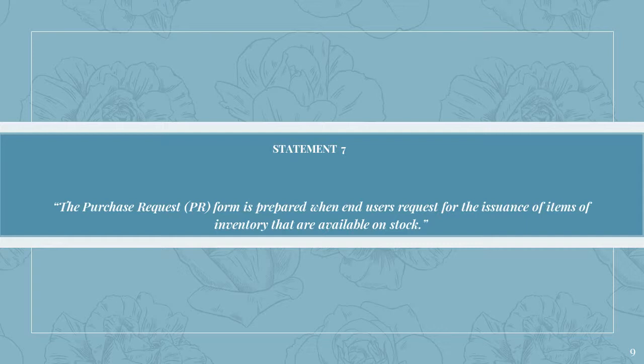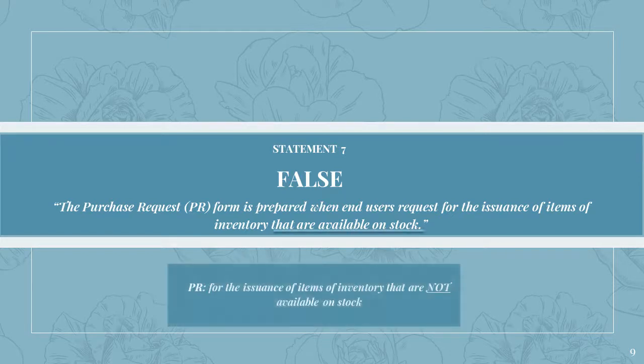For the seventh statement, the purchase request or PR form is prepared when end users request for the issuance of items of inventory that are available on stock. So this statement is false. There are two phrases that make this statement false. For the first phrase, we have that are available on stock. The reason is that the purchase request form is for the issuance of items of inventories that are not available on stock.